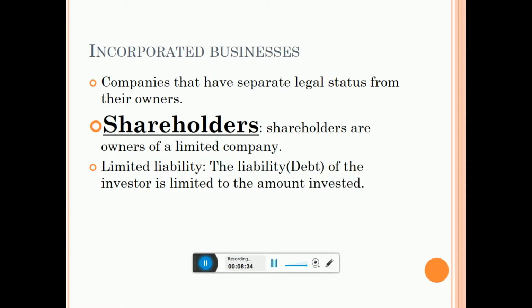As I said earlier, with unlimited liability, when the supplier is not able to recover the amount by selling the business, then the supplier will approach you and ask you to pay the remaining amount from your pocket. As companies have limited liability, the debt of the investor is limited to the amount invested. That is, in extreme cases, the investor, the shareholder, will only lose the amount that he or she has invested in the company. So this is an advantage of companies.